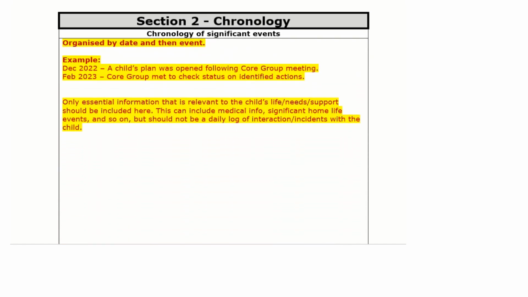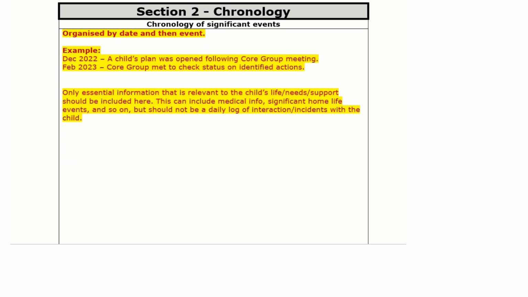So the chronology. A child's plan here should say, here's the example, this is when it was opened, this is when this happened. If there was an incident in school, the date of the incident should be recorded and what the incident was, briefly, not a string of emails between people. This should only be really essential information about the child and the child's life. Yeah, so there shouldn't be long pieces of information. There should be no opinions put in here.